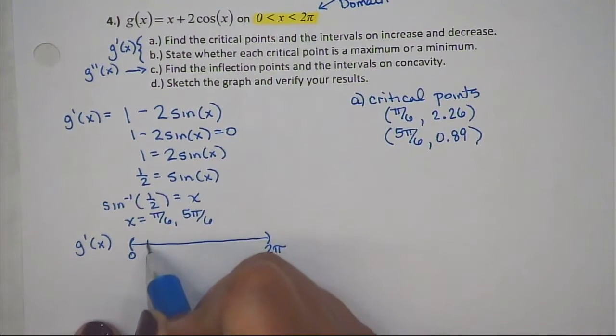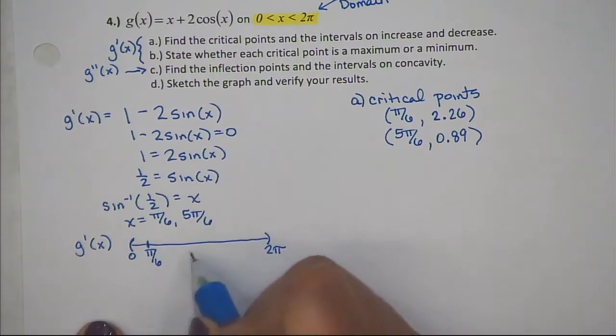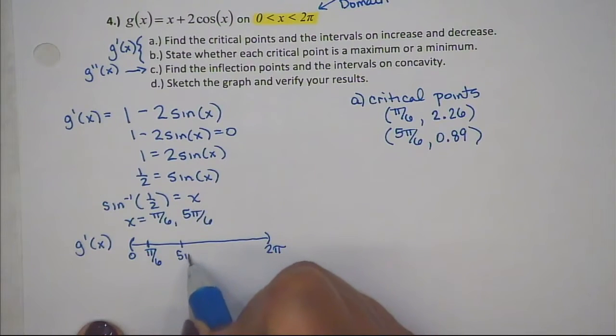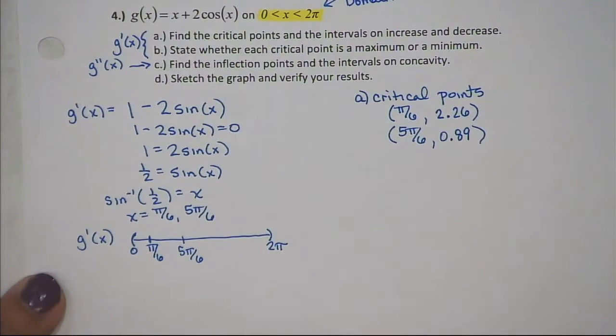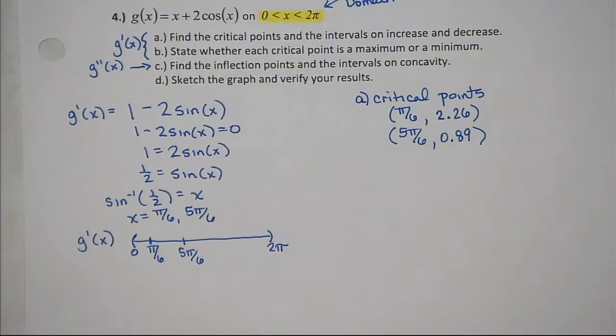So pi over 6 is way over here. And then I'll put 5 pi over 6 a little bit before halfway. And it doesn't really matter, as long as you kind of, I'm just trying to remind you. 6 pi over 6 is pi. So it's close to pi, but not quite.